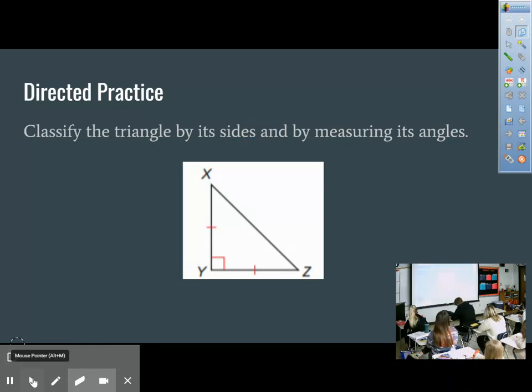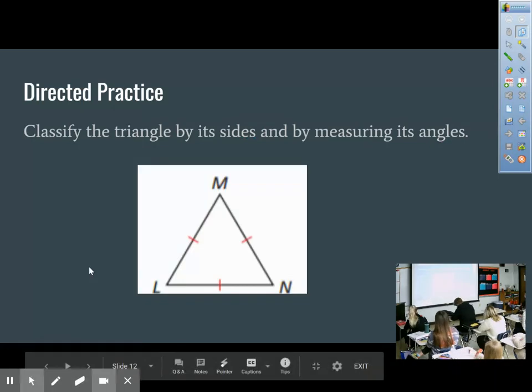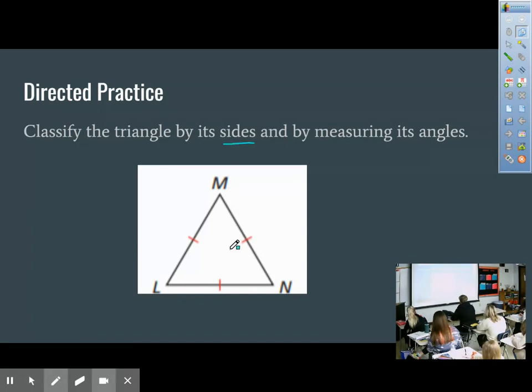All right, moving right along. What about this one? It says by its sides. So first you want to see if any of the sides are marked congruent. Number 5, tell us, how many sides do you see marked congruent? Okay, perfect. So there's 3 sides, so you would call it equilateral.